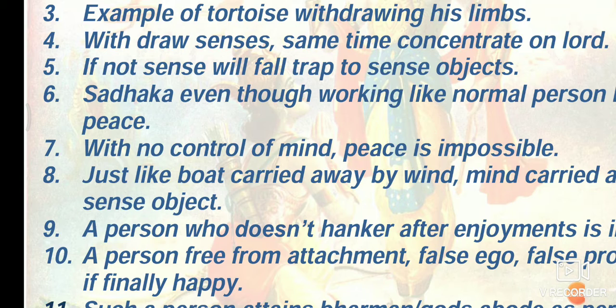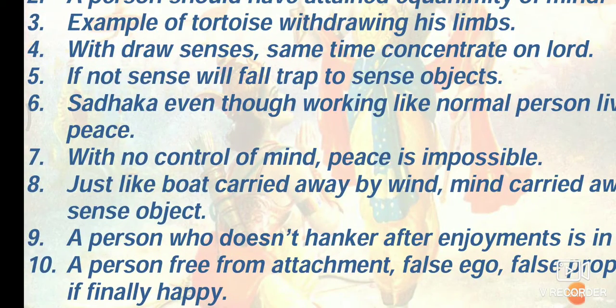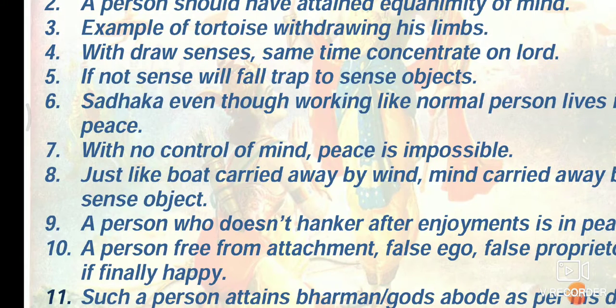So what are the six enemies of the mind that were also discussed? Those are the kama, krodha, lobha, mada, matsarya. So these are the six enemies of the mind. So if these six enemies are not controlled, then peace of mind is impossible. So that was also discussed in the previous episodes.